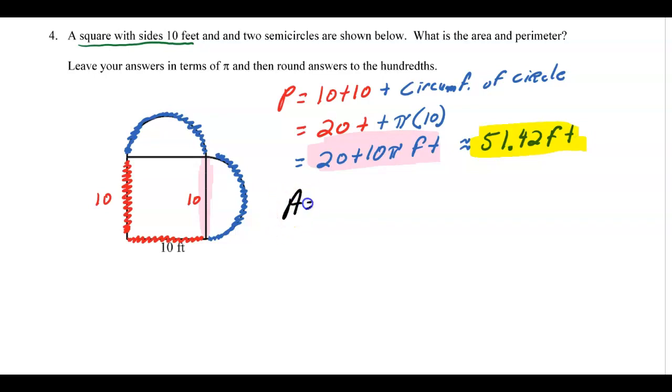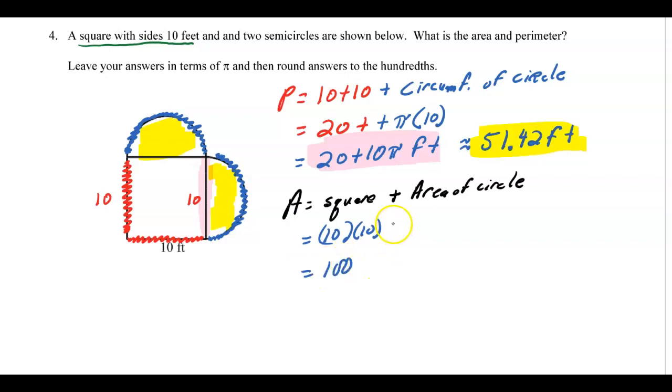Now for the area, I need the area of the square, plus if you were to put the two yellow areas together, you get a full circle. So it's a square plus the area of the circle. And the area of the square is going to be 10 times 10, which is 100. And the area of the circle is pi times the radius squared. The radius is half the diameter, and I know the diameter is 10, so the radius is 10 over 2, which is 5, so I'll plug in 5 for the radius.